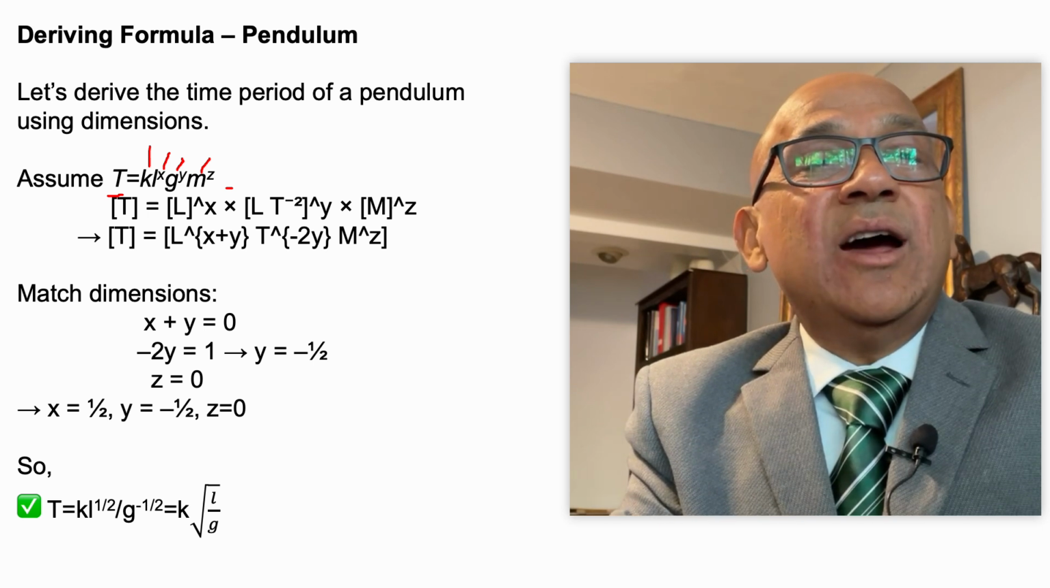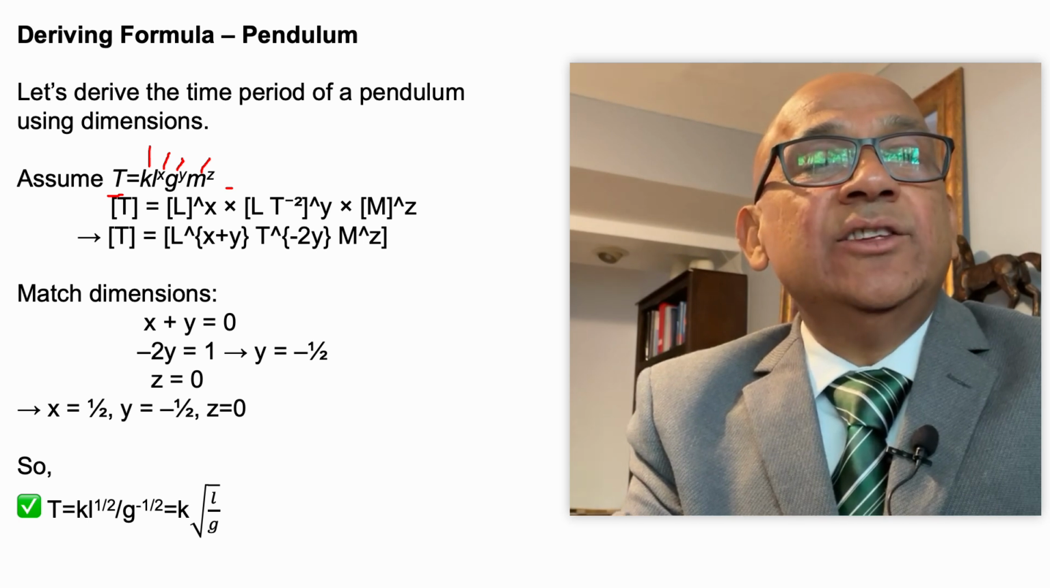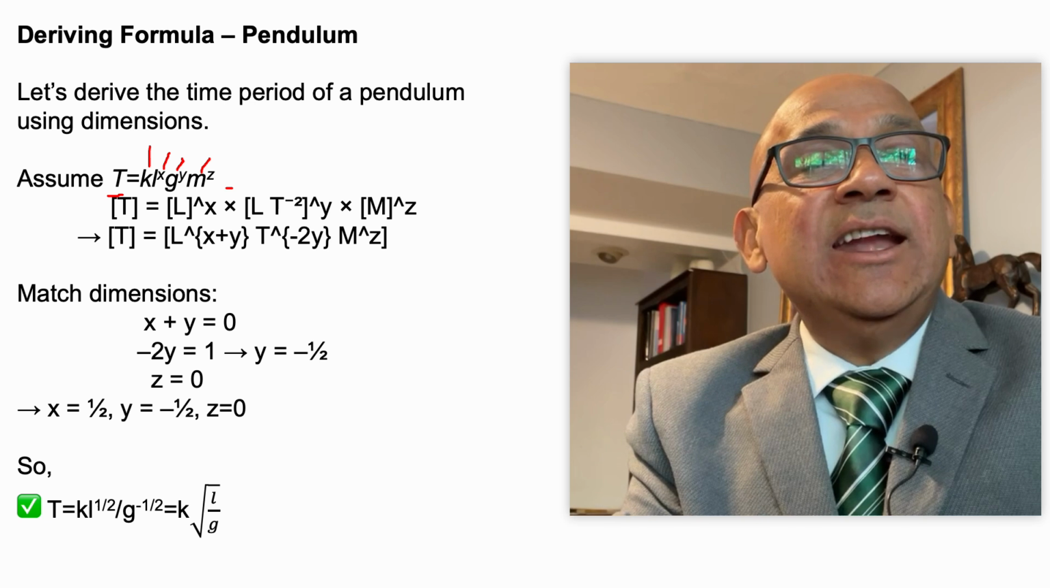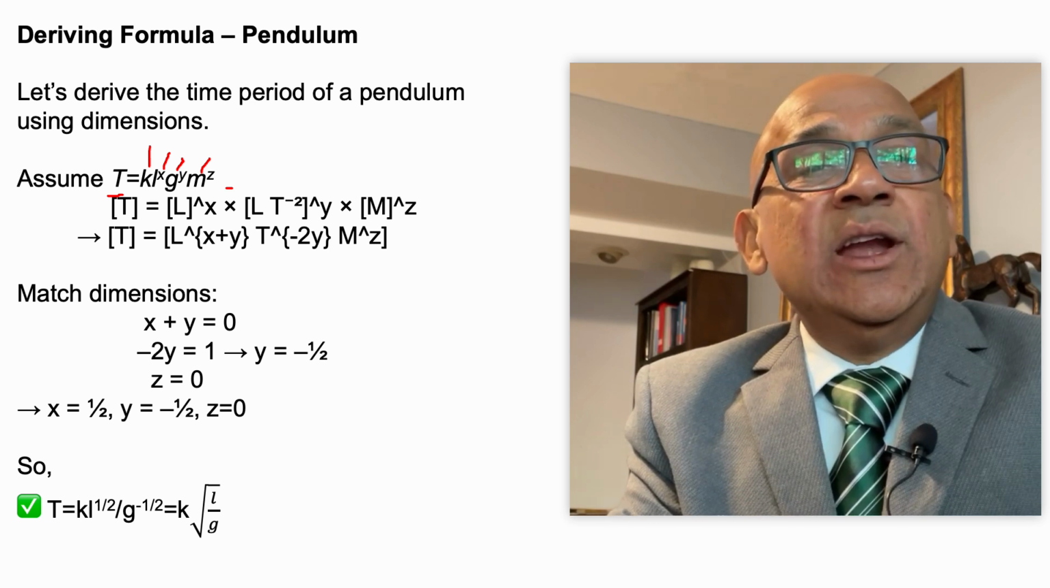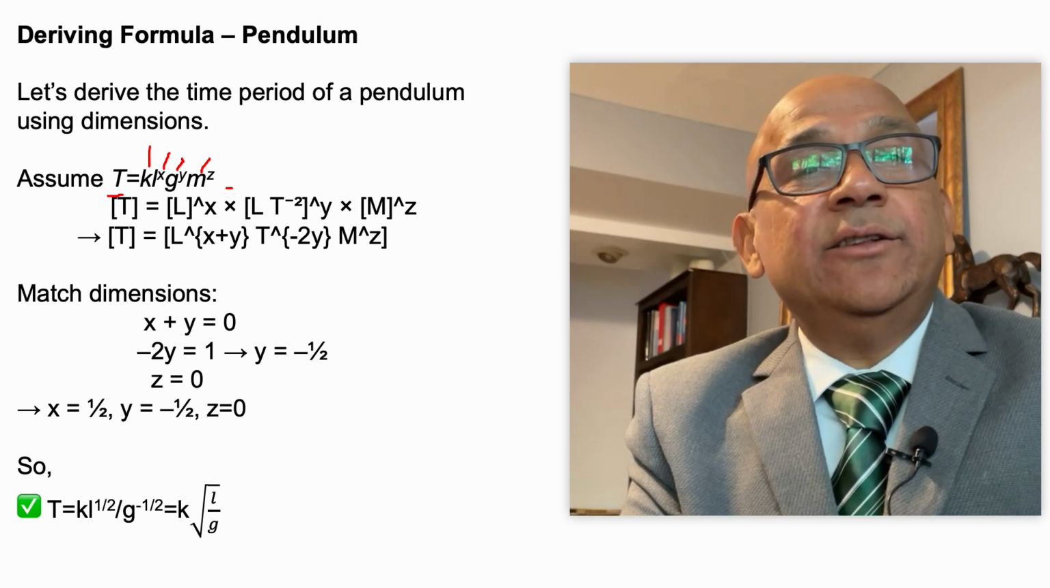So the time period of a pendulum is k times L to the power of x, g to the power of y, and m to the power of z. Now let us look into the dimensions both on the left hand side and the right hand side.